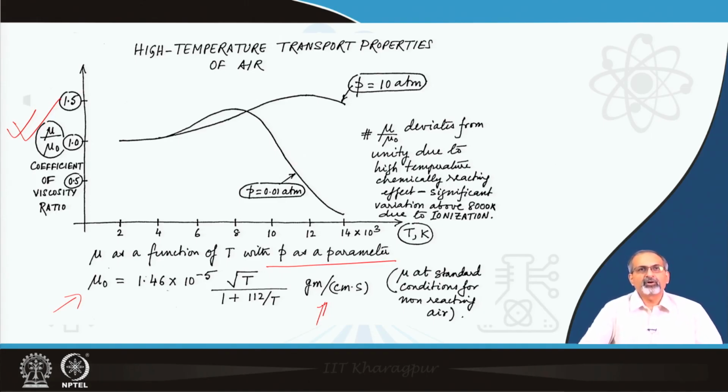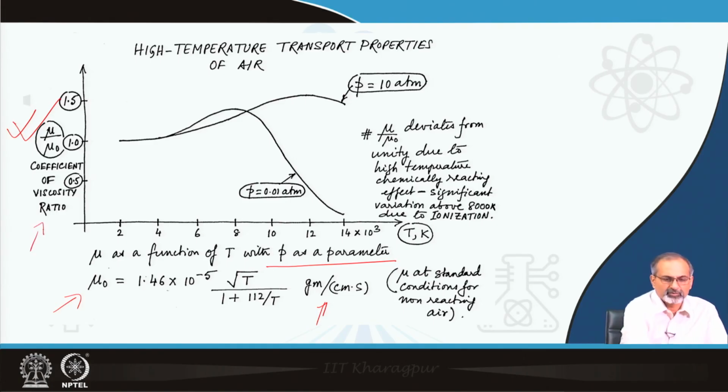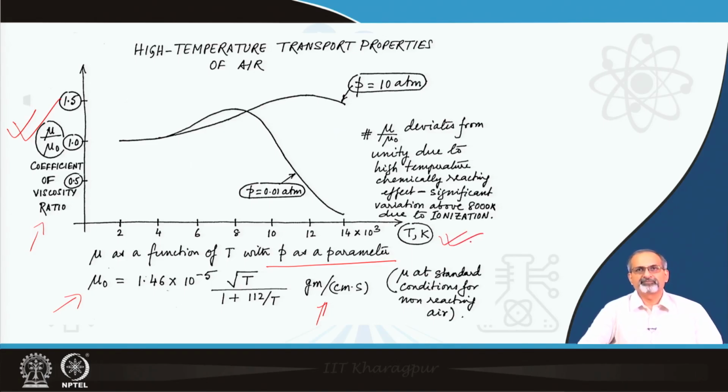Now, in the plot for mu by mu naught, which is essentially a scaled or normalized value of mu, which we are calling the coefficient of viscosity ratio, you have temperature along the x axis in terms of thousands of Kelvin, starting from 2000 Kelvin and going up to about 14,000 Kelvin, and you see pressure as a parameter, as already mentioned, two different pressures, one is 10 atm, the other is 1/100th of an atm, and you can see the variation of mu by mu naught as a function of temperature.